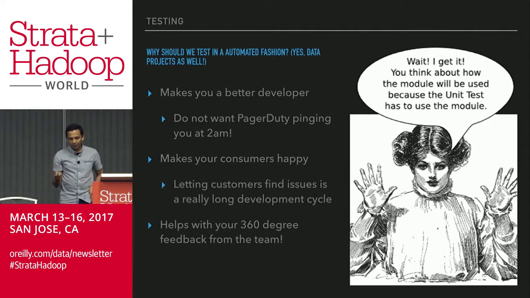But we should still be testing, unit testing, and automated functional testing. We should still be having it for our projects as well. First and foremost, it makes you a better developer. As you start unit testing your own code, as you start figuring out how your customer is going to use your data and how QE is going to test your ETL code, you start incorporating all these practices into your day-to-day development, and it makes you a better developer in the long run. Most importantly, it makes your customers happy and your analysts happy. Letting customers find issues makes for a really long dev life cycle.